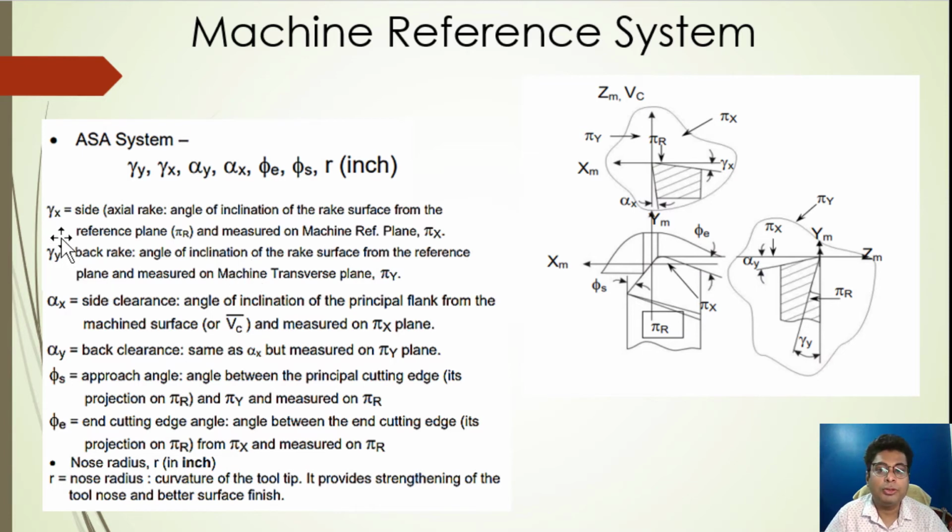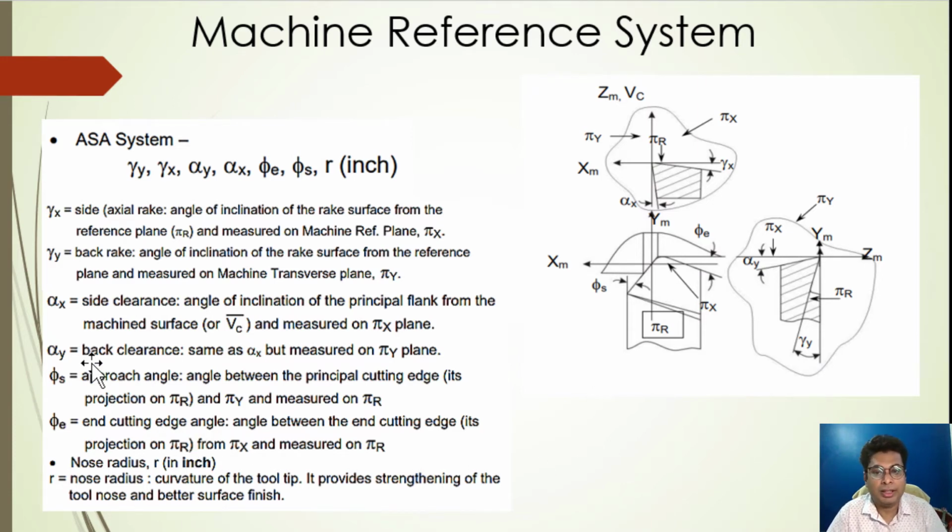Now coming on to gamma x, that is your axial rake or side rake. This is the angle of inclination of the rake surface from the reference plane, measured on the machine plane pi x. Then comes your side clearance angle, alpha x. It is the angle of inclination of the principal flank from the machine surface or cutting velocity, measured on the pi x plane.